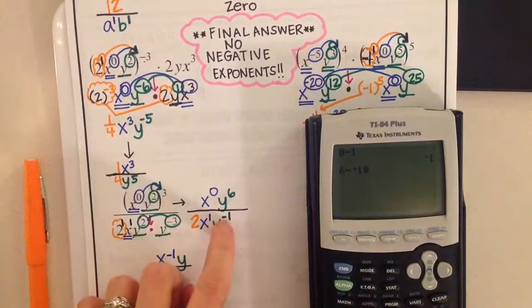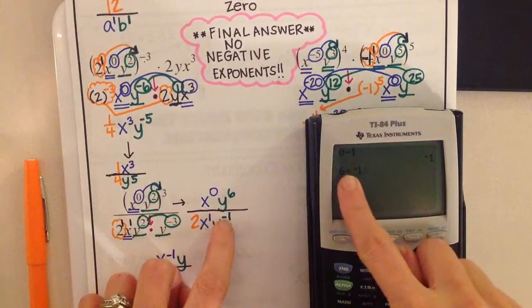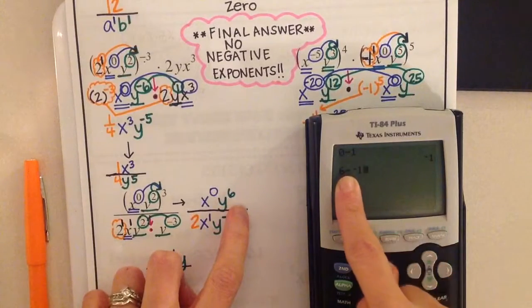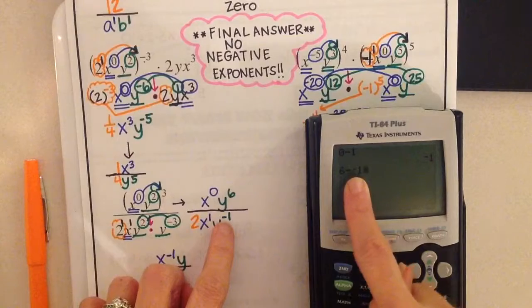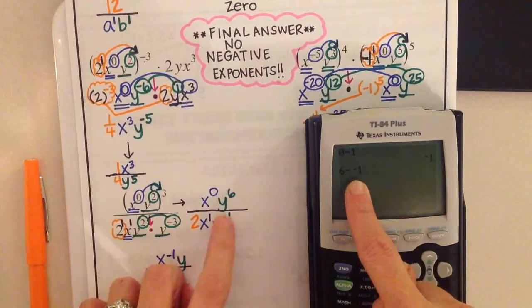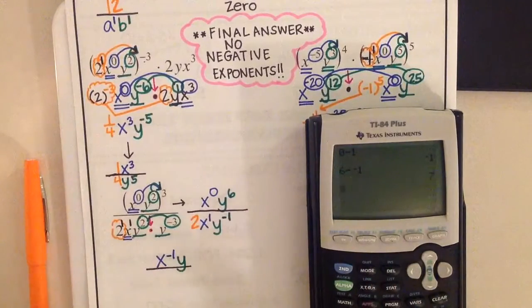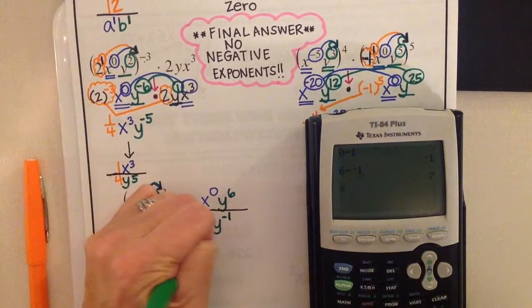So remember, this is kind of like your slope formula, that the subtraction is not the same as the negative on the number. So I see a dash for the subtraction, which is the operation I have to use. And I also see the negative sign for the negative 1 exponent. And I'm going to get y to the 7th power.